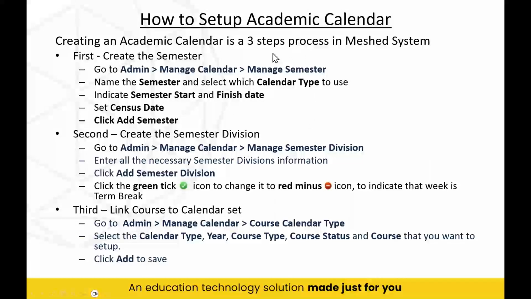Academic calendar, this is a three-step process. Very simply, we first have to set up the semesters. How many semesters are we going to have in a year? 1, 2, 3, or even 4 if you have some summer classes. Then once we set up the semester, we define the semesters, as in put in the division. So when we say semester division, that means we're pretty much defining the semesters. How many study weeks? Is there any term break?